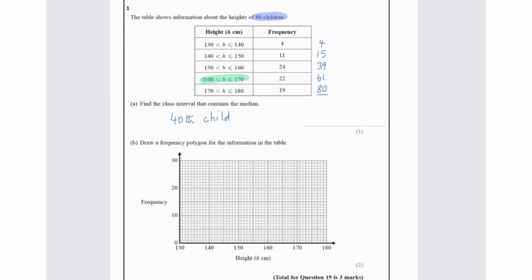So I'm just going to write that. So their height is between 160 and 170. And that's how we figured out where they are.